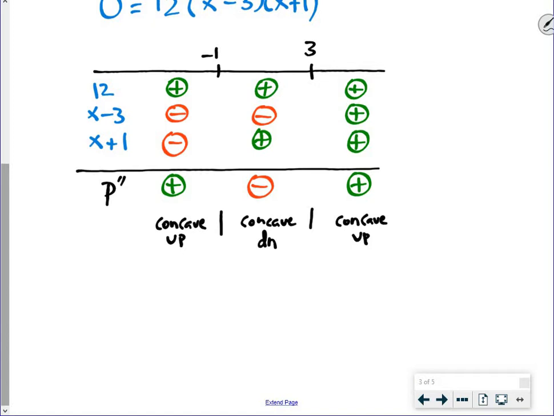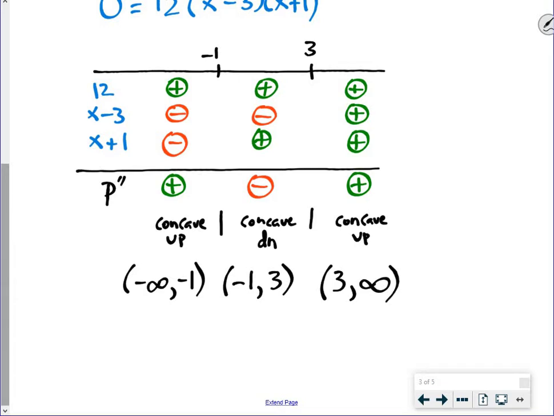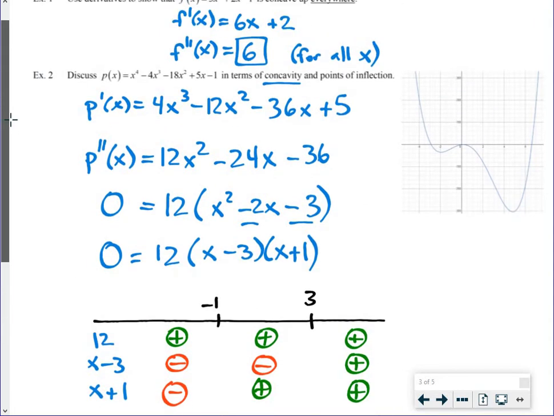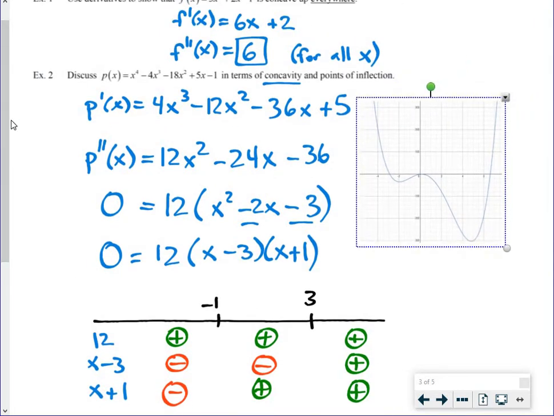Okay, so on the interval from negative infinity to negative 1, it's going to be concave up. From negative 1 to 3, it's going to be concave down. And from 3 to infinity, it's going to be concave up again. So we can look at the graph, right?